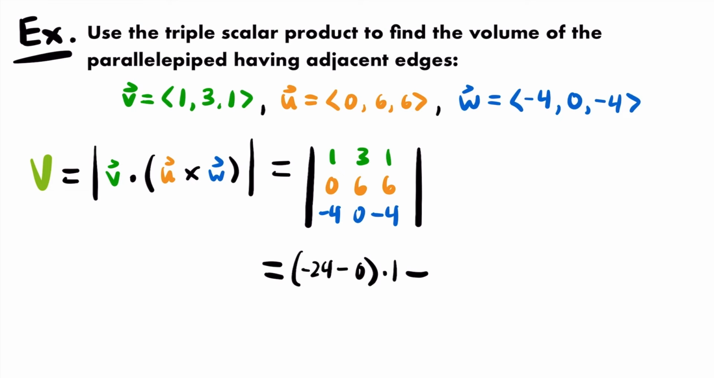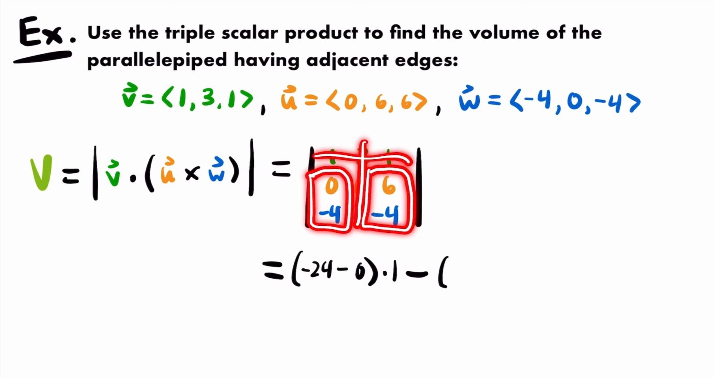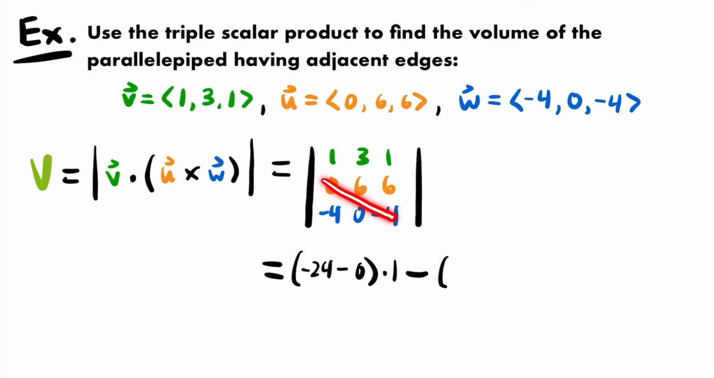Then we subtract the middle term, which we get by looking at 3. We're going to cross out the row and the column that 3 is in, and then take a 2 by 2 determinant of the remaining 4 values and multiply that by 3. So we have 0 times -4, which is 0, minus 6 times -4, which is -24. So we have 0 minus -24, and that's multiplied by 3.